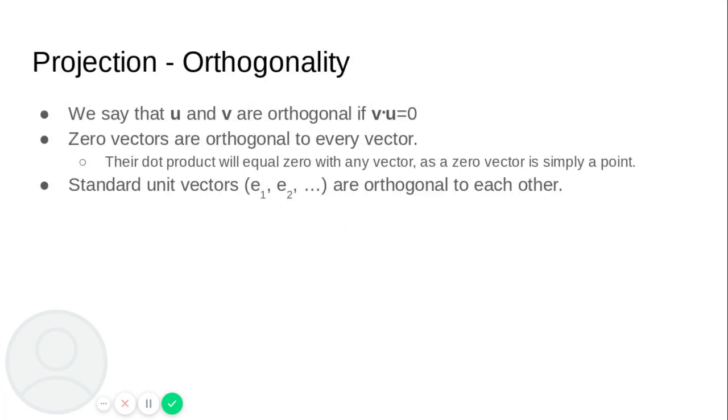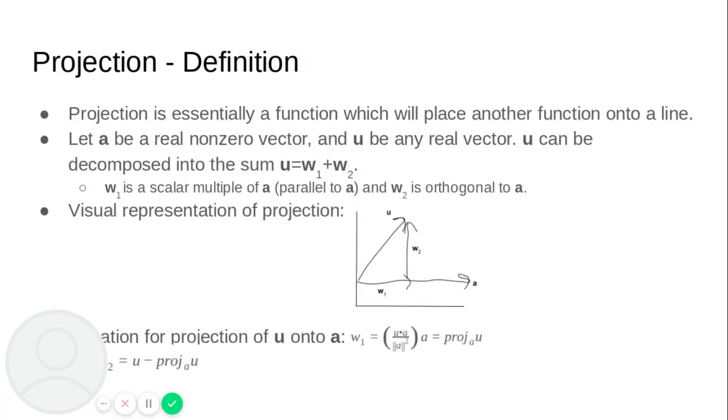We'll discuss that in a minute. But zero vectors are orthogonal to every vector, so the dot product will equal 0 with any vector, because a zero vector is simply a point, so it'll be orthogonal, or 90 degrees, to every vector. And the standard unit vectors e1, e2 are orthogonal to each other because they are placed on the axes.